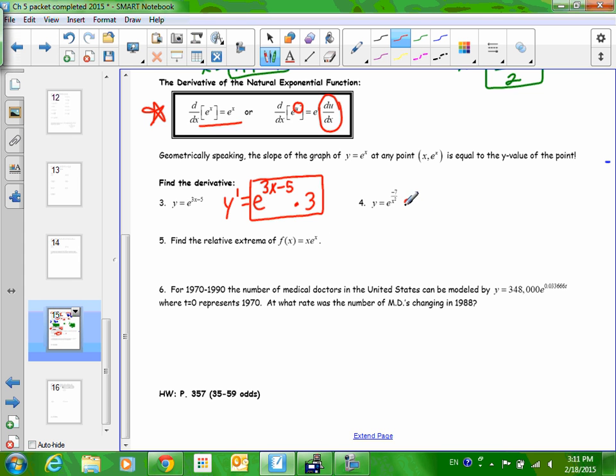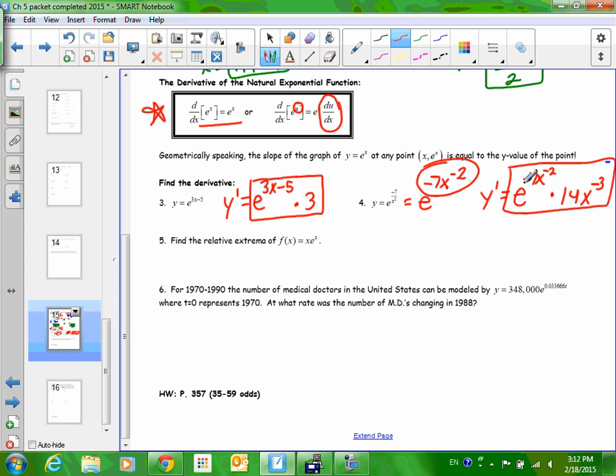Okay, so on number 4, I need to rewrite this so that the power is not a fraction, because I don't really want to do quotient rule if I don't have to. So how could I rewrite this power? Negative 7. Perfect. That's going to make this problem easier. So then y prime would be e to the power, you just rewrite it, times the derivative of the power. Positive 14x to the negative 3. And that is your answer.